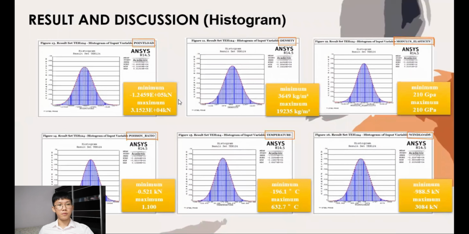For the histogram, the point load, the minimum value is negative 1.2459 times 10 to the power of 5 kilonewton. Maximum value is 3.1523 times 10 to the power of 4 kilonewton. And the following is density, modulus elastic, Poisson ratio, temperature, and wind load.